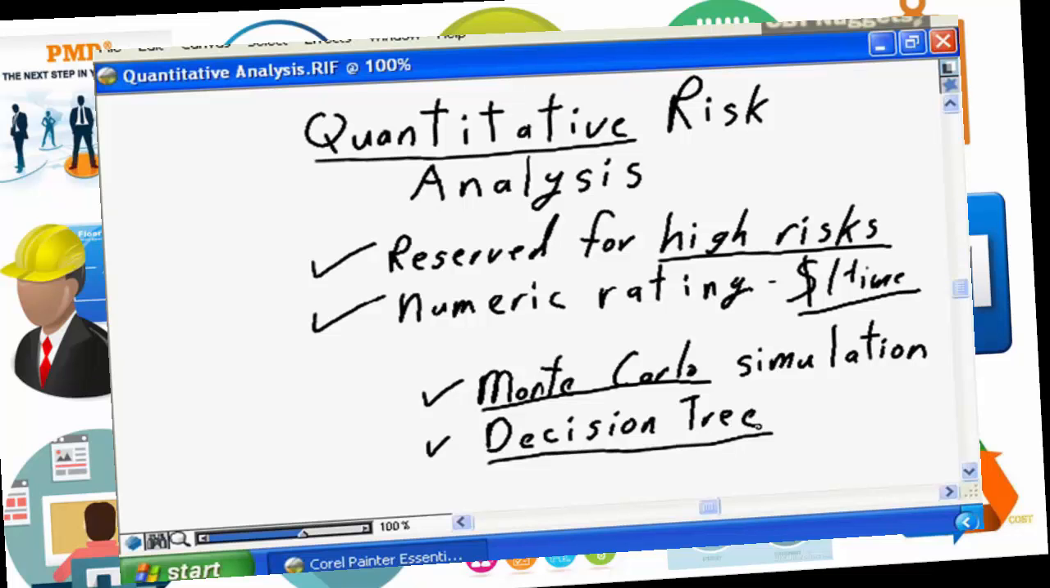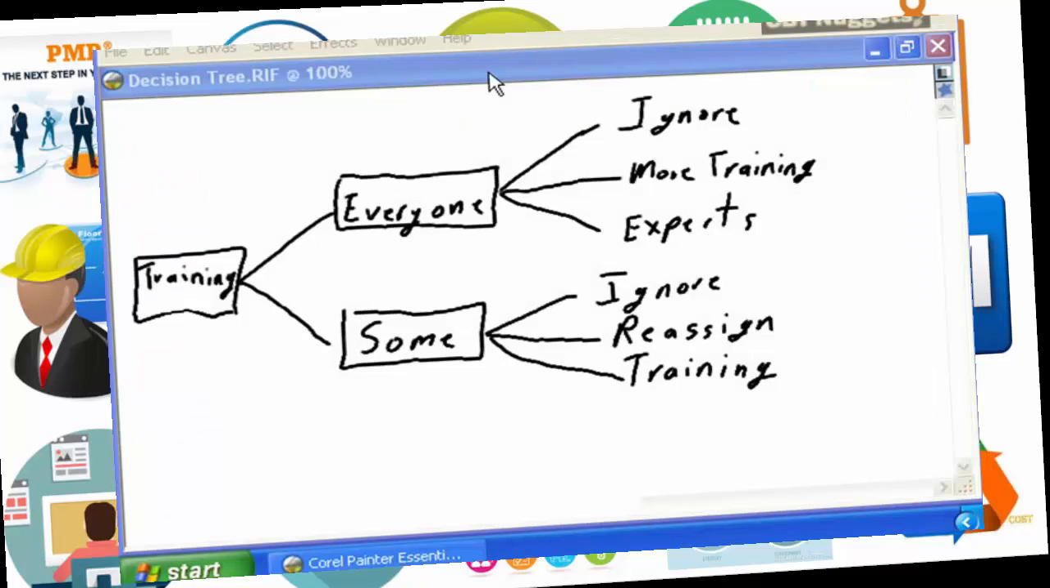Another form for doing quantitative analysis is decision tree analysis, where you break the risk event down into a number of subsequent actions and determine the value of the risk associated with the branches of the decision tree. With the decision tree, you start with the root cause of the risk. When you do decision tree analysis, you take your original problem, inadequate training, and then you begin to analyze how inadequate training is going to play out on your project.